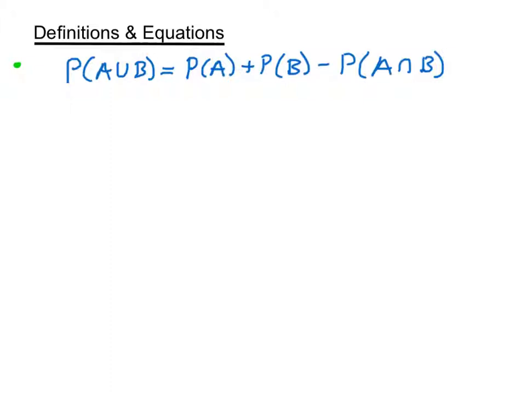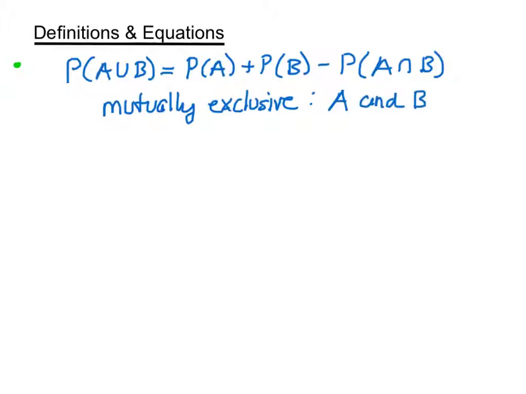Now also remember from previous work that mutually exclusive events are events that prevent each other from occurring at the same time. Right? So in other words, for a mutually exclusive event, A and B, they cannot occur at the same time.